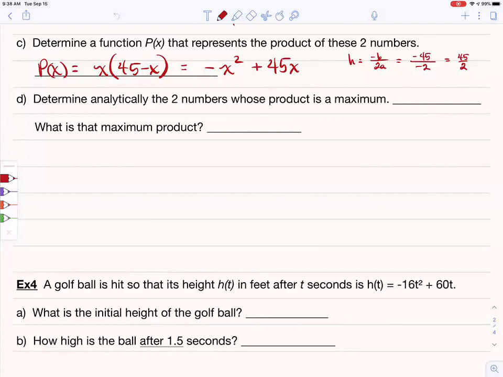Determine a function that represents a product. All right, we already have that. We took our two numbers. Remember, we had two numbers in our baskets. What was true about those two numbers? What are some things that were true about those two numbers? They both had to be positive. What else was true about my two numbers?